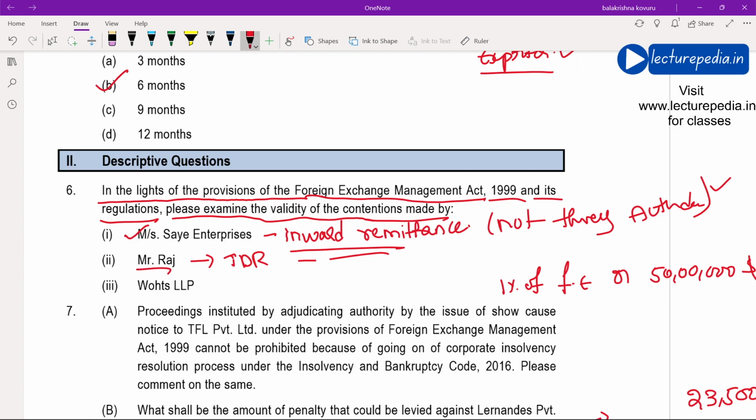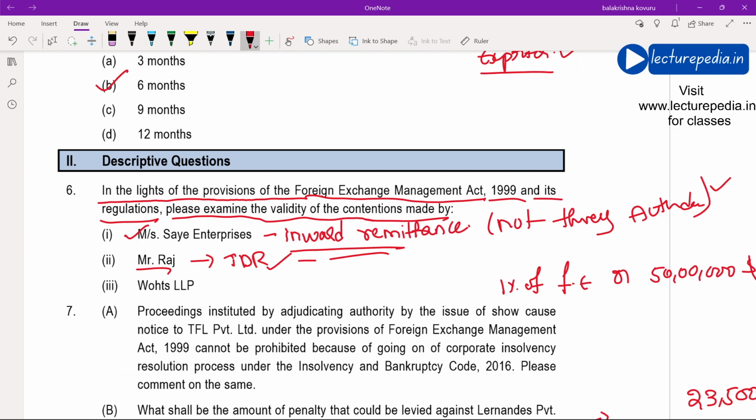Next, Mr. Raj. Basically, what happens is, in the case study, Mr. Raj deals in transferable development rights. Mr. Raj is a person resident outside India. A person resident outside India cannot deal with TDRs. There is a prohibition on dealing with TDRs. Thereby, Mr. Raj contends in the case study that he is resident, and thereby he can trade in the TDRs.